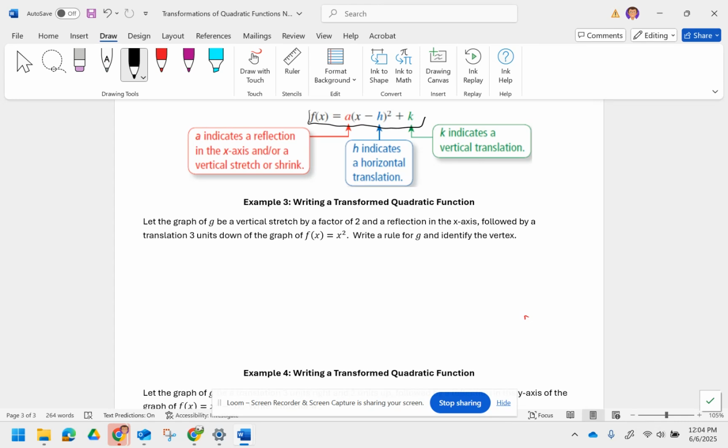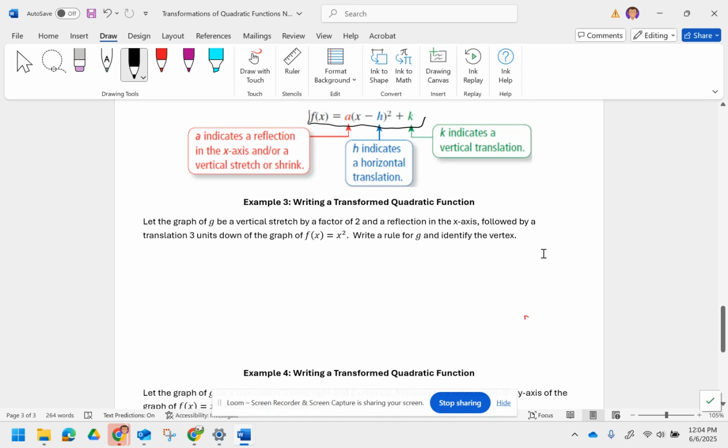So let's jump into this first problem. Let the graph of g be a vertical stretch by a factor of 2 and a reflection in the x-axis, followed by a translation 3 units down of the graph of f of x equals x squared. Write a rule for g of x and identify the vertex.